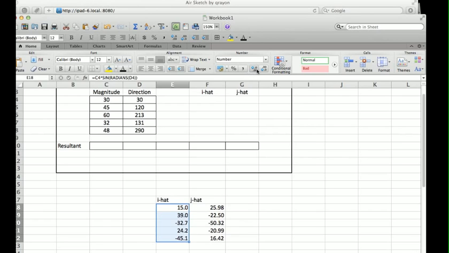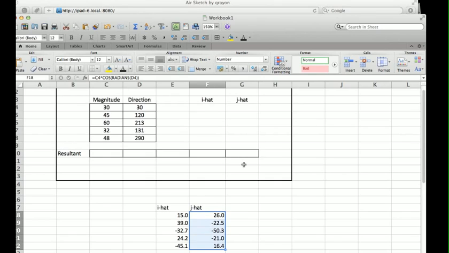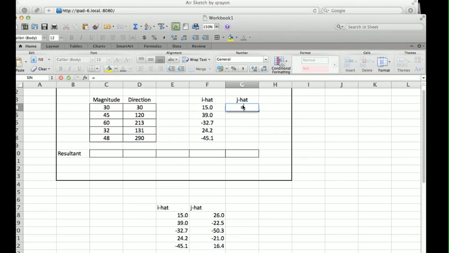Let's fix our decimals here a little bit. Let's just go to the tens place, and we'll go to the tens place here. Okay, so those are i hats and our j hats. So I could actually then come up here and fill them in, equals that. And I could drop those down like this, equals j hat. Drop them down like that.